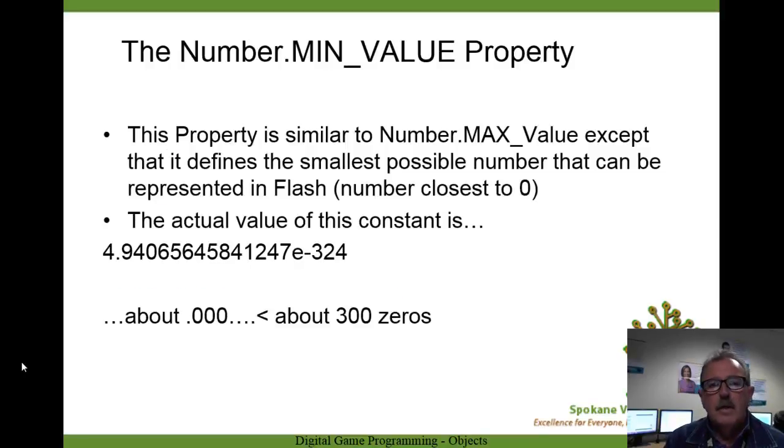Another property that we have is the Number.MIN_VALUE property. It's similar to the max value property, except that it defines the smallest number that can be represented in Flash. In other words, the number that would be closest to 0 on our number line. The actual value is shown in scientific notation here. It's about 300 zeros, so it's a very, very tiny number. So Flash can store large numbers and tiny numbers as well.